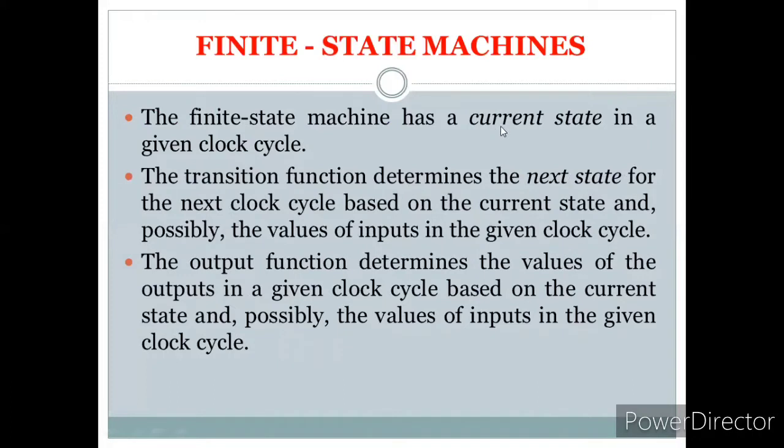A finite state machine has a current state in the given clock cycle. There are different states present there. Generally, we use two terminologies: one is current state, which is the present state, and another is next state. The transition function determines the next state for the next clock cycle, based on the current state and possibly the value of the input in the given clock cycle.